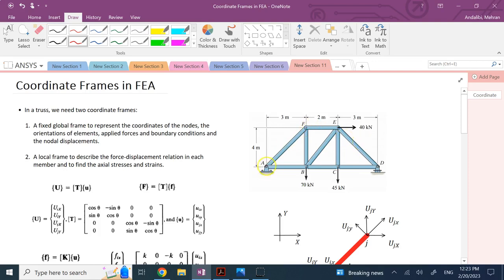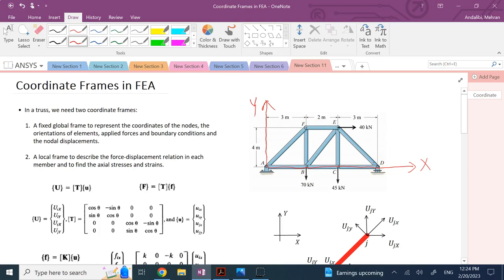So for example, if I put that coordinate at point A, and say this is y global, then I have x global going through D like this. Then of course node A is (0, 0), node B is like (3, 0), node F is like (3, 4), and so on and so forth. So I can easily write down the coordinates of the points.